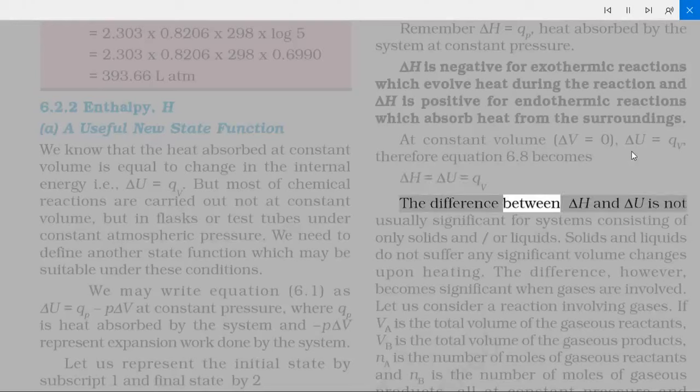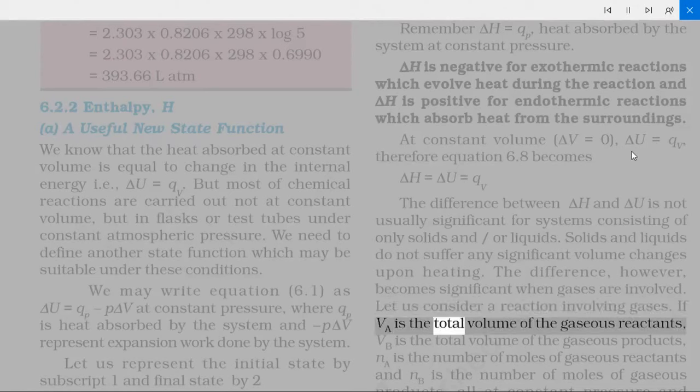The difference between ΔH and ΔU is not usually significant for systems consisting of only solids and or liquids. Solids and liquids do not suffer any significant volume changes upon heating. The difference, however, becomes significant when gases are involved. Let us consider a reaction involving gases.